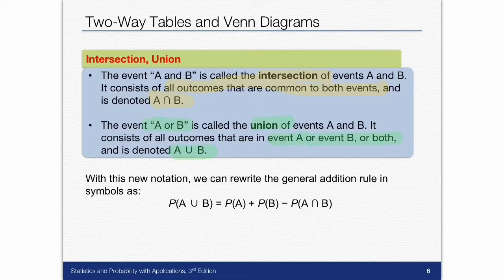With this new notation, we can rewrite the general addition rule that we talked about in our last video as this. We say the probability of A union B is the probability of A plus the probability of B, subtract the probability of A intersection B, and that's the overlap, if you will. Nothing new, same process we've done before, we just have new symbols for it. Instead of saying or, we use the right side up horseshoe. Instead of saying and, we use the upside down horseshoe.